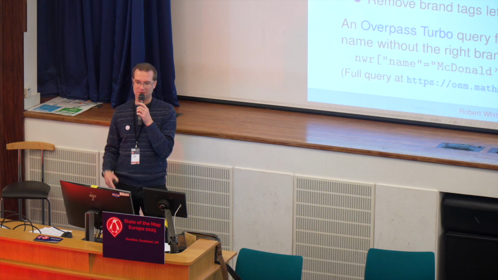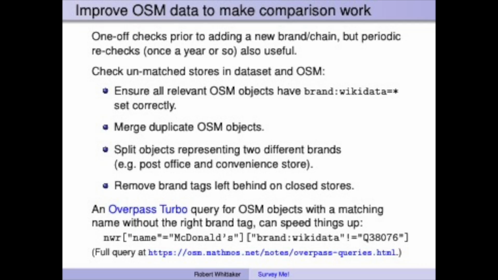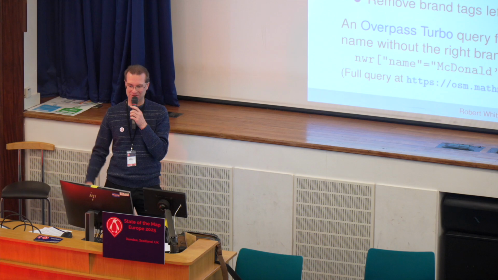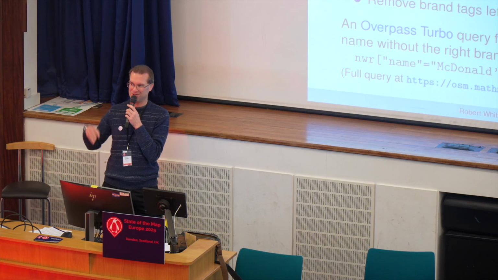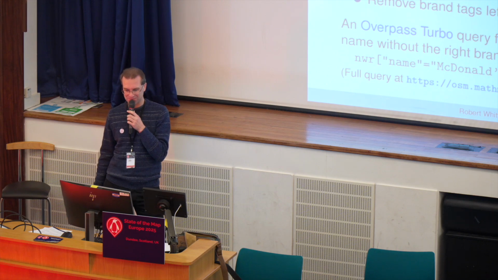And then there's a bit of work on OpenStreetMap to make sure that the tagging there is working with the matching. So you have to check that all the objects have the brand Wikidata tag, otherwise you'll get a whole load of missing stores, but they're actually mapped, they're just not tagged with the brand tags. Maybe merge some duplicate objects, split some objects that should really be two entities. Brand tags often get left behind on stores that have been closed, so it's marked as a disused shop, but the brand tags are still there, so it still gets picked up by the tool.